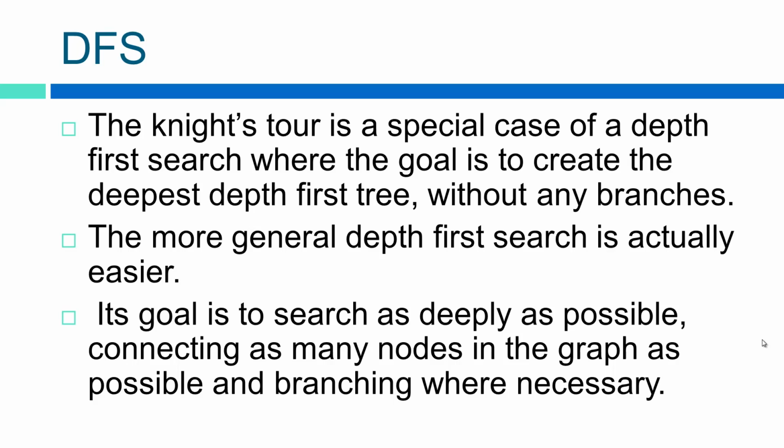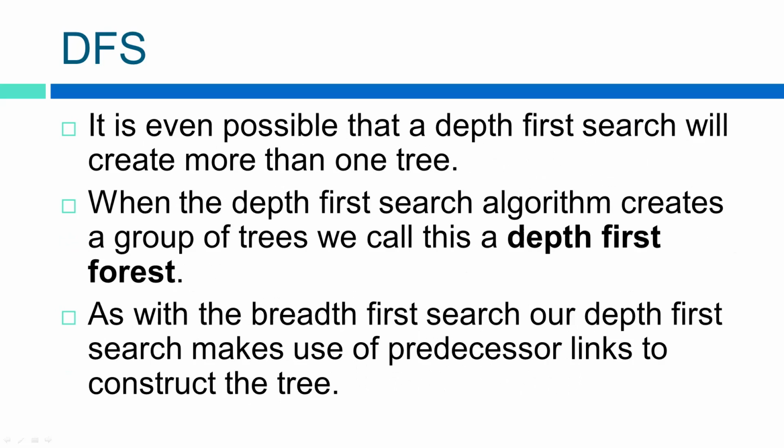The more general depth-first search is actually a little easier. Its goal is to search as deeply as possible, connecting as many nodes in the graph as possible and branching where necessary. So it's actually even possible that a depth-first search will create more than one tree. When the depth-first search algorithm creates a group of trees, we're going to call this a depth-first forest. And as with BFS, our depth-first search makes use of predecessor links to construct the tree.